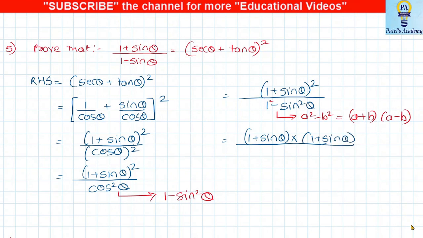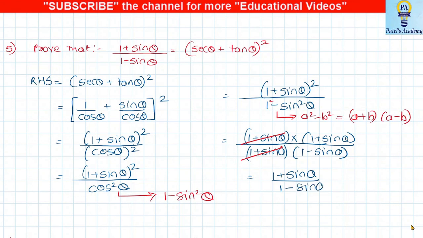Now in the denominator we have a square minus b square, so that is (a plus b)(a minus b). So a plus b, that is 1 plus sine theta, and 1 minus sine theta. Now what we see is 1 plus sine theta, 1 plus sine theta will cancel, and what we get is (1 plus sine theta) upon (1 minus sine theta), and that is nothing but equal to LHS. You can pause the video and understand the sum very carefully, students.